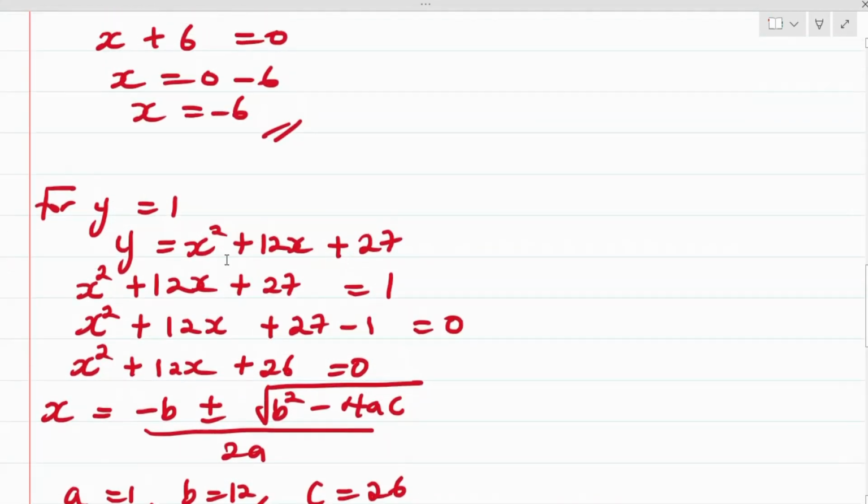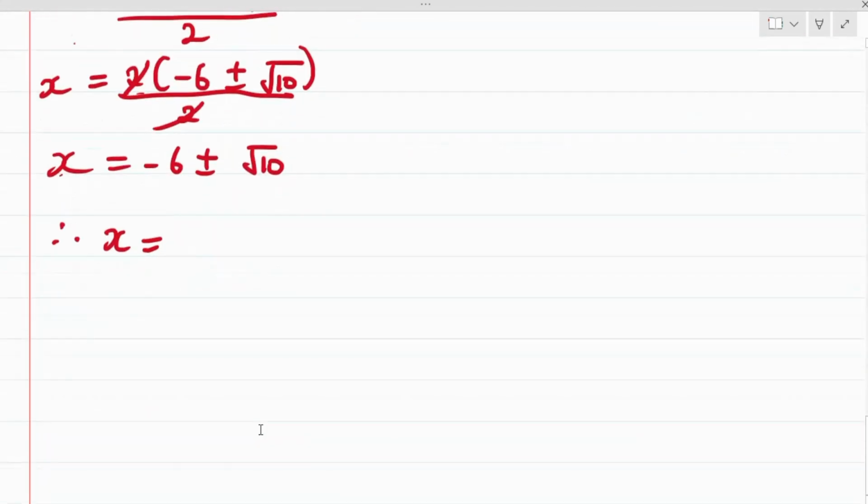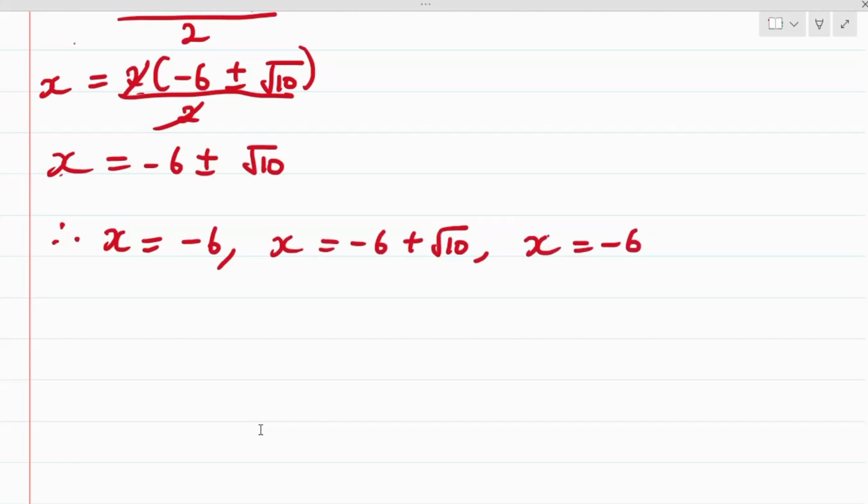Therefore, we have the values of x to be: the first value of x is negative 6, then x is equal to minus 6 plus the square root of 10, and x is equal to minus 6 minus the square root of 10. And these are the values of x.